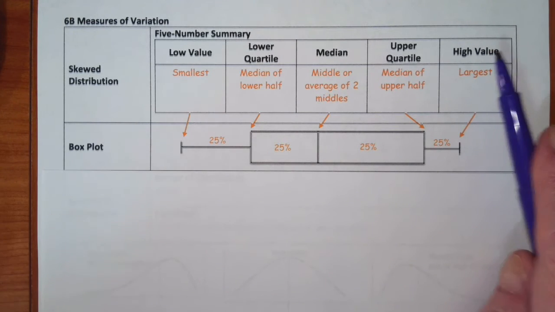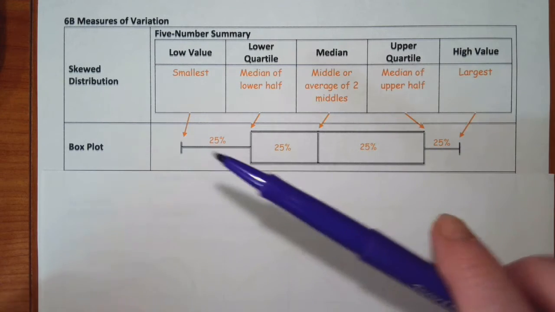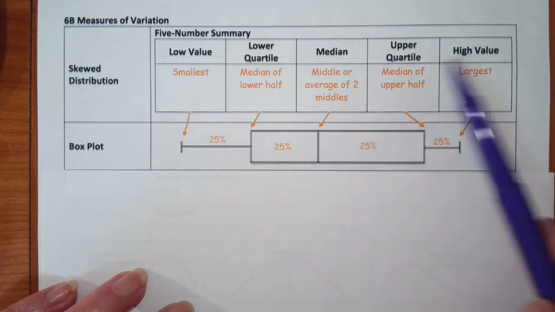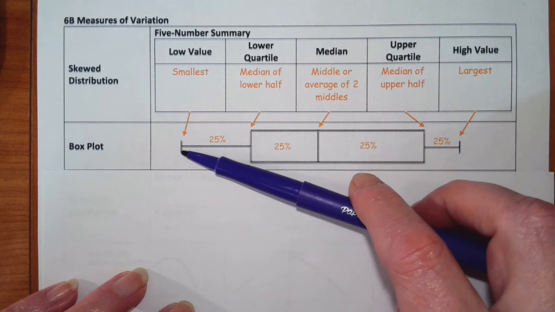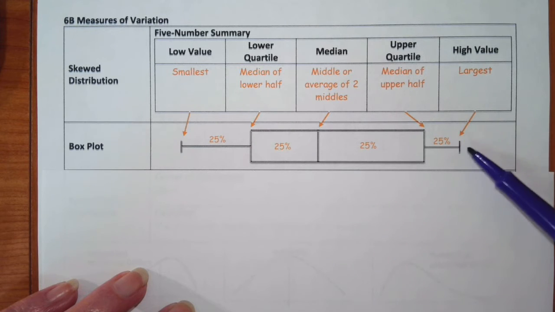Okay. Now we can plot this skew distribution with a box plot, or it's also called a box and a whisker. Each of the vertical lines represents one of these 5 values. The smallest value here, the highest value here.